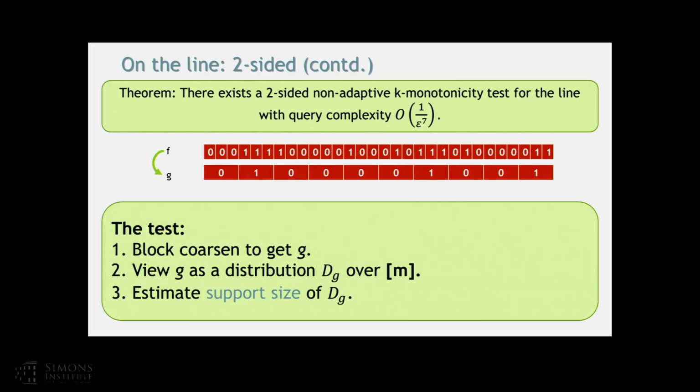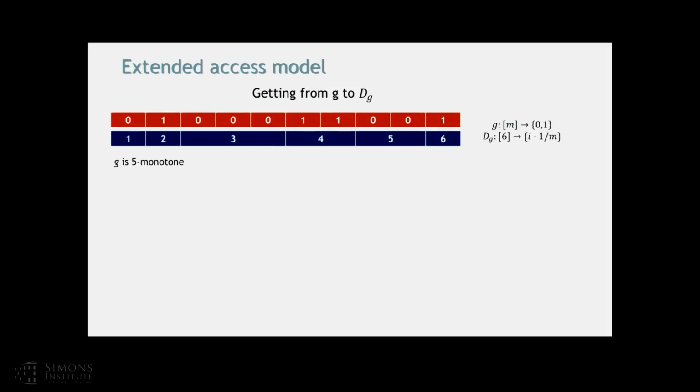So what do I really mean by this? I haven't really formally defined what this distribution even is. We're going to look at these intervals of constants here. So here I have a 5-monotone function, which is our coarsened function. We can break it up into 6 intervals that are constant if we take these intervals and make them as large as we can so that they're constant. We could define a distribution over 6 elements, and the probability mass on each is just the length of the interval over the length of the line. And then really testing k-monotonicity turns out just to be trying to figure out the support size of this distribution.